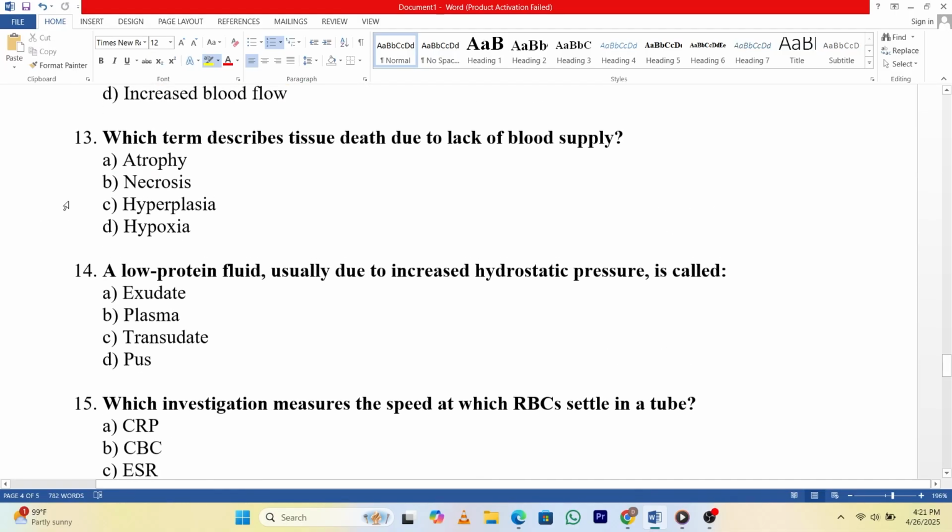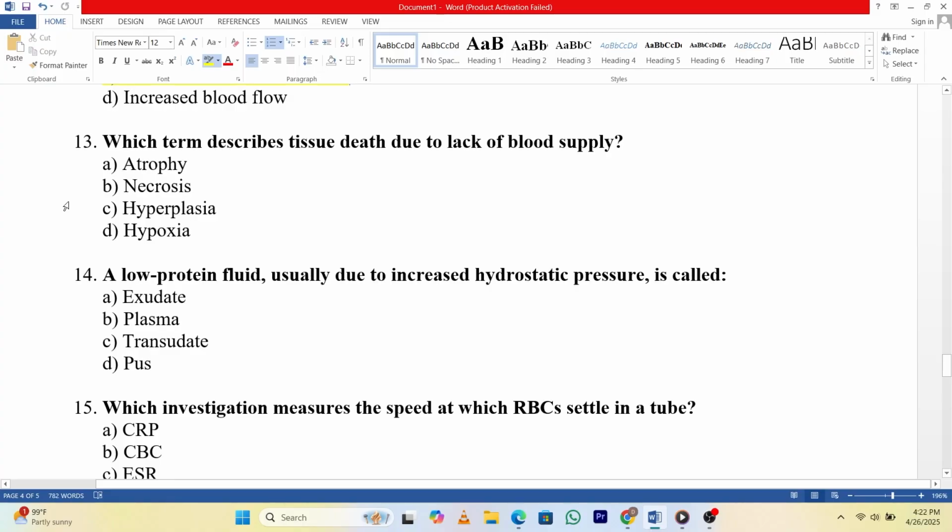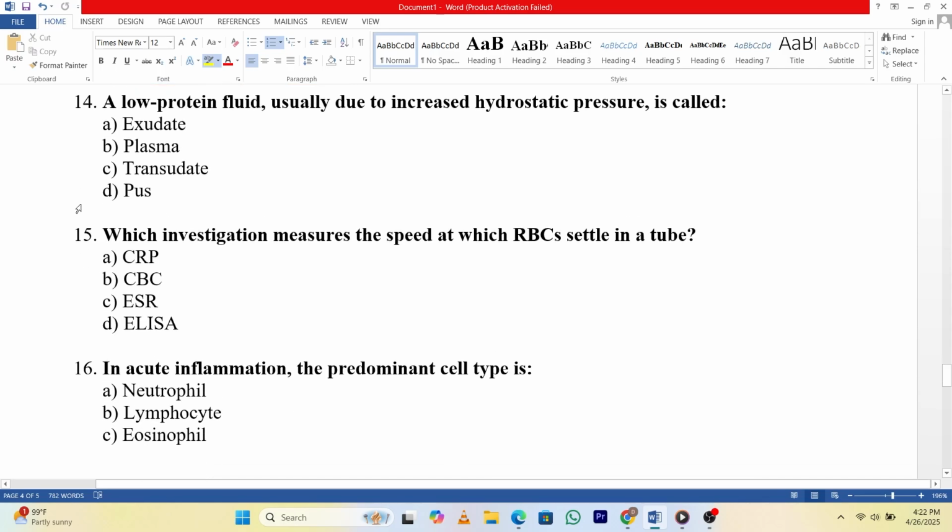13. Which term describes tissue death due to lack of blood supply? A. Atrophy. B. Necrosis. C. Hyperplasia. D. Hypoxia. Answer: B. 14. A low-protein fluid, usually due to increased hydrostatic pressure, is called: A. Exudate. B. Plasma. C. Transudate. D. Pus. Answer: C.